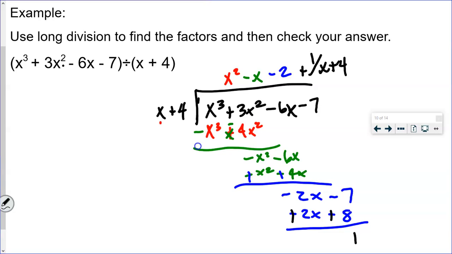Now, to check our answer, what we're going to do is we're going to multiply this times this, and then we're going to add our remainder back in, okay?